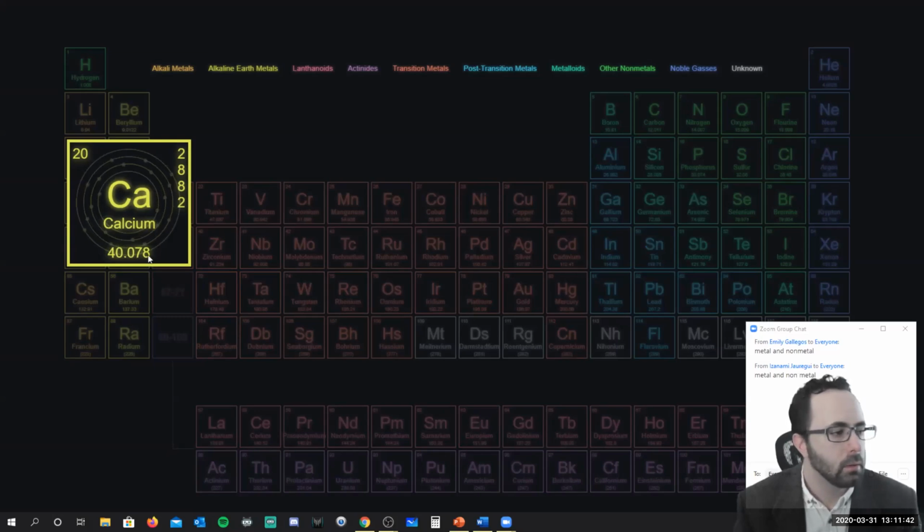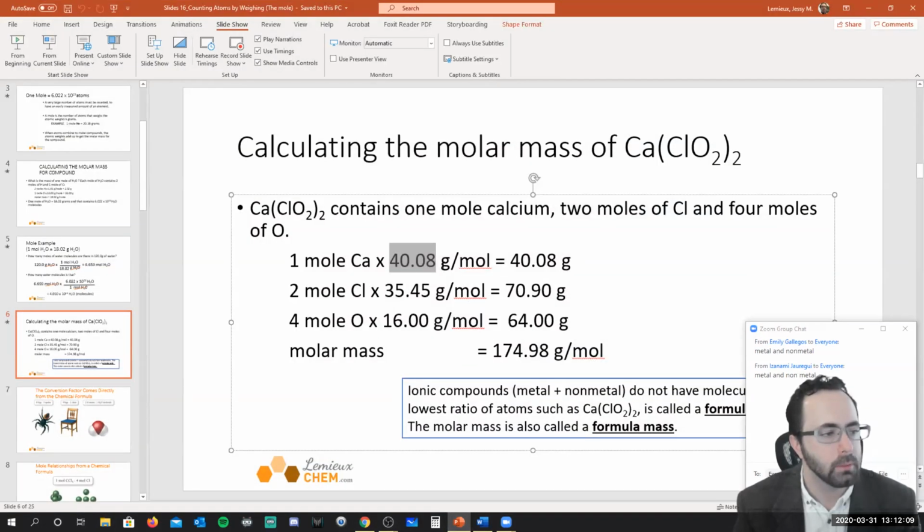Now, often you don't want to use all these numbers. Some of these have a lot of numbers written after them. Use as many as you will need, depending on your data. So we don't really know what our data is yet because we haven't started a problem. We're just calculating the molar mass. So I'm just going to default to going 2 after the decimal place. So I'm going to write 40.08. I rounded the 7 up to an 8. Okay, so that's what you see right here, 40.08.